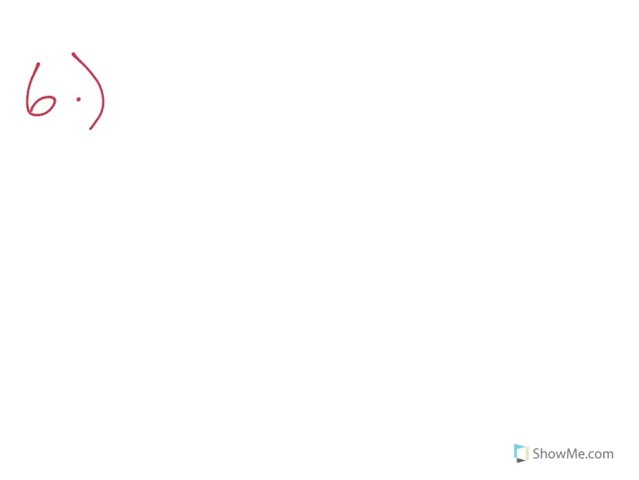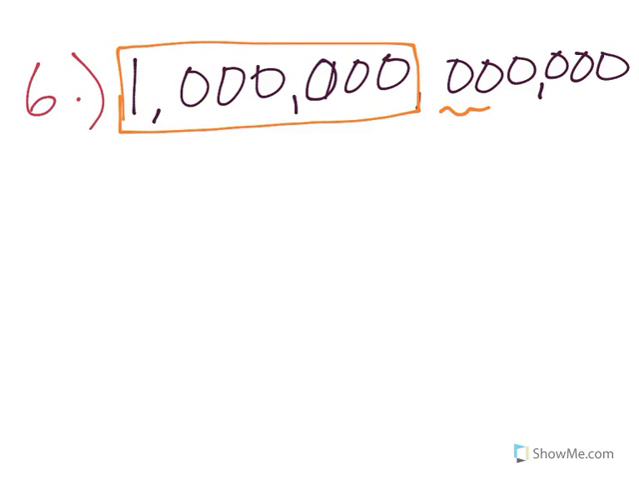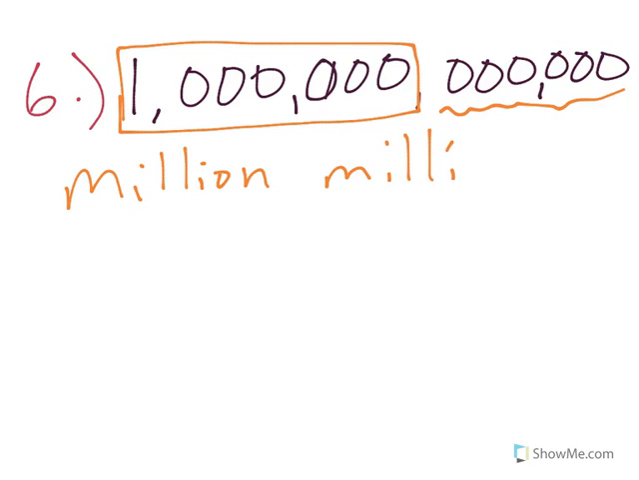Number 6, how many millions are there in a trillion? Well, trillion is 12, whoops, that's supposed to be a 0. 12 zeros. There's 9, there's 12. So how many millions are there in a trillion? Well, a million is 6 zeros. So right here is a million. What do I have left? Well, I've got 6 more zeros. So I have a million millions.